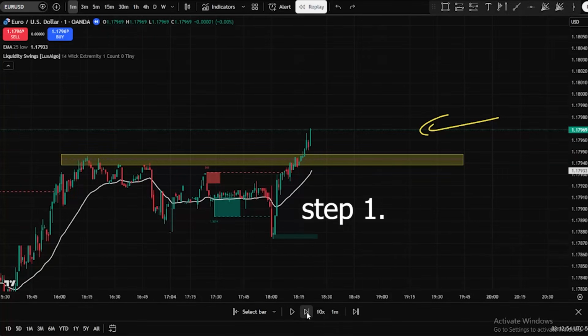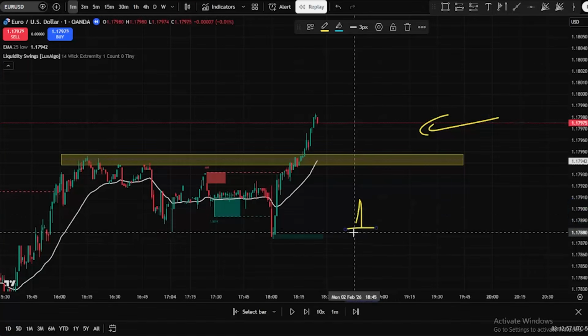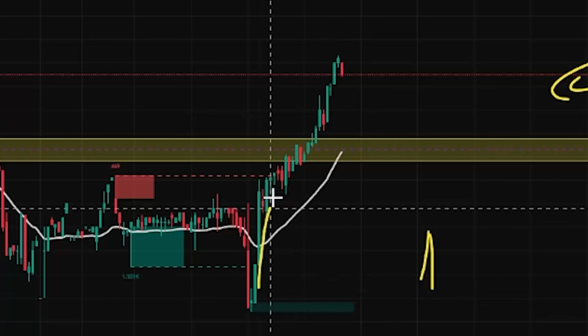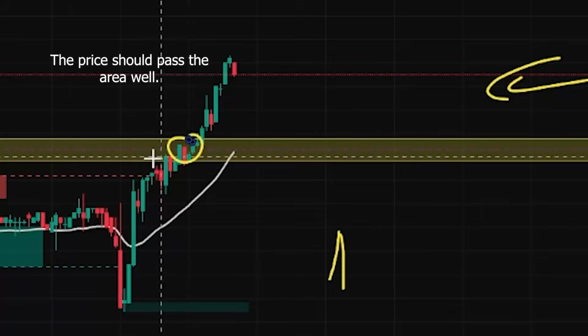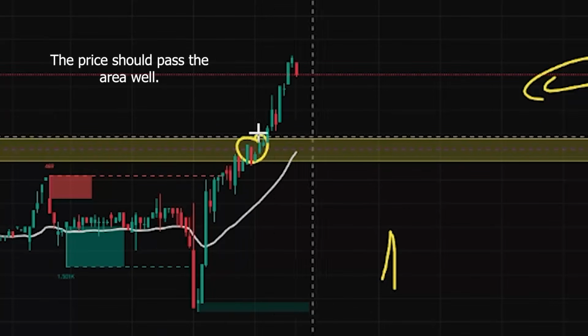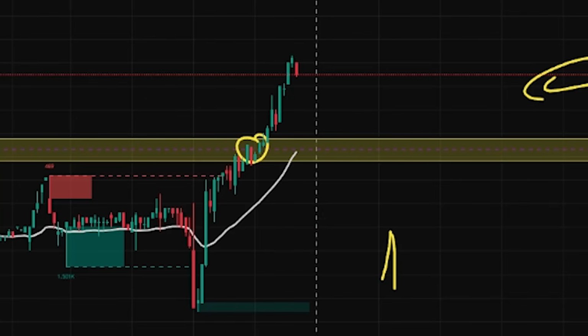Step 1. Identify a clear level. You should have a clear ceiling or floor that has been touched at least 2 or 3 times. A level that everyone sees. The clearer it is, the more liquidity has accumulated above it.